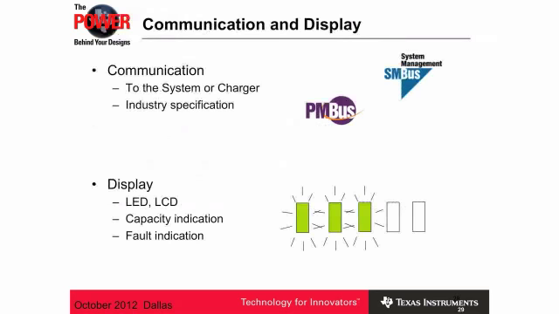Communication and display. A good monitoring system will talk to the host, SM bus, I2C, HDQ, there are a few others. And we'll communicate visually, if necessary, with LEDs. 1, 2, 3, 4, 5 LEDs indicating the state of charge. And the LEDs can also indicate error conditions with certain kind of flashing codes sometimes.